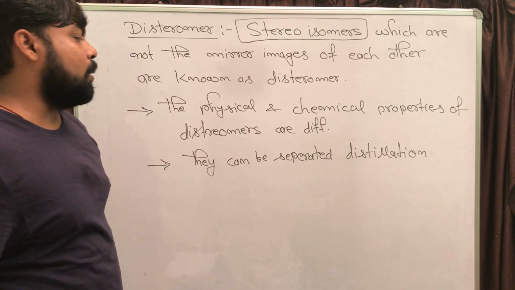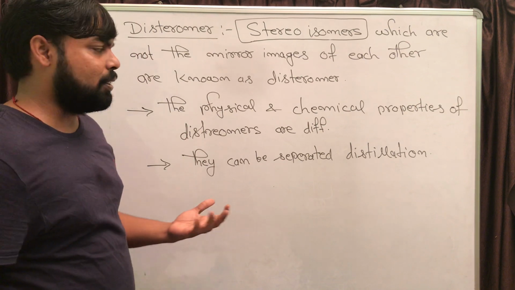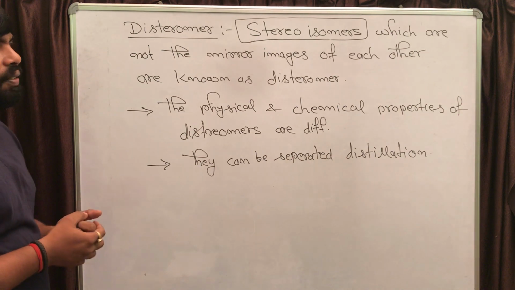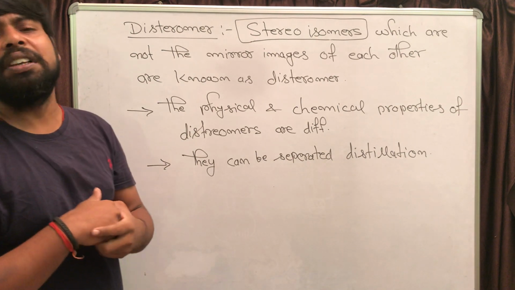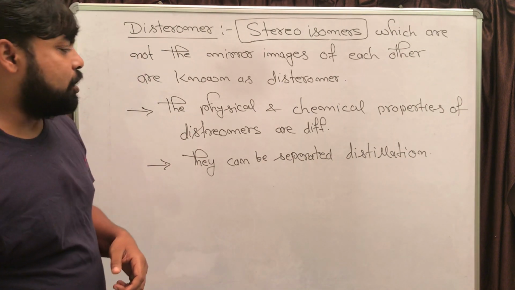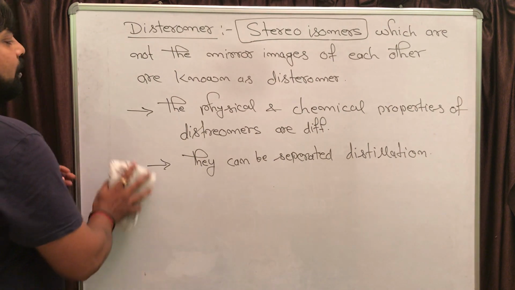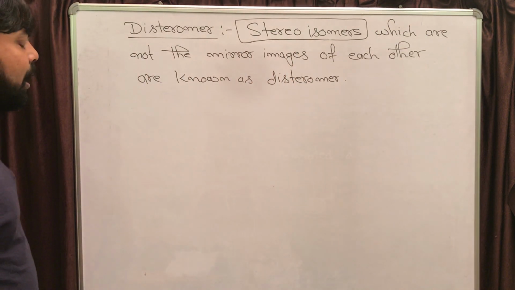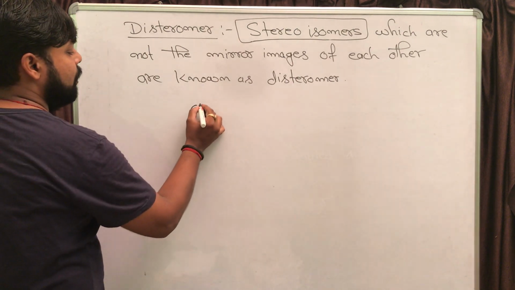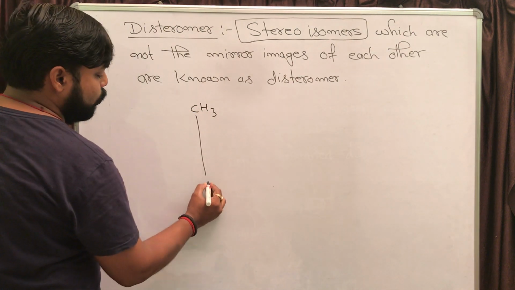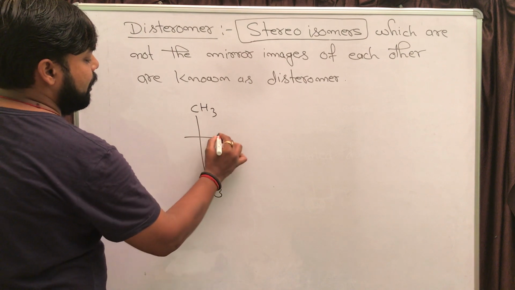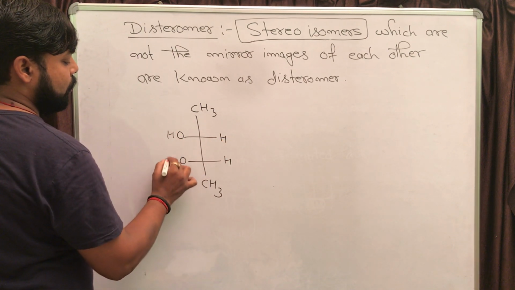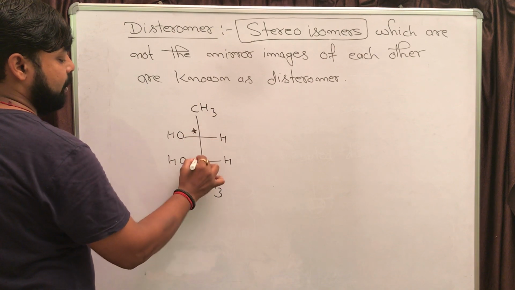Their physical and chemical properties are totally different, and of course if their properties are different, they can be separated by the distillation method. Let's see one of the examples. Let's say I have a compound like this. The compound contains, let's say, 2 chiral carbons. H, N, OH are attached on the chiral carbon. It is having 2 chiral carbons.